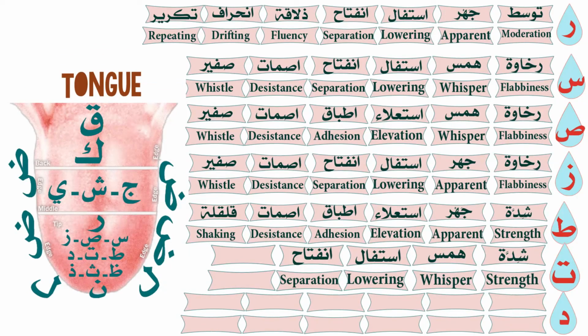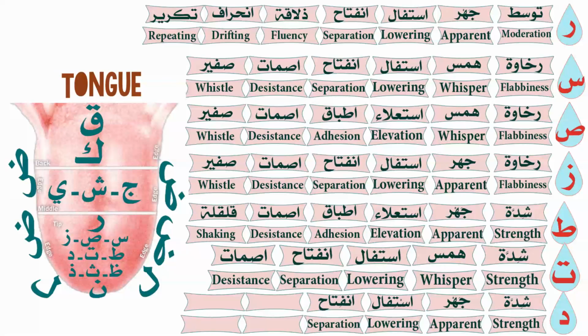The ta has شدة, strength, همس, whisper, استفال, lowering, انفتاح, separation, and إصمات, resistance. The dal has شدة, strength, جهر, apparent, استفال, lowering, انفتاح, separation, إصمات, resistance, and one without opposite, which is قلقلة, shaking.